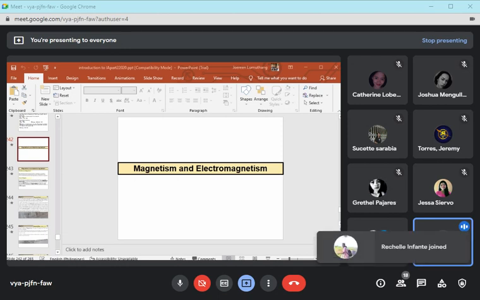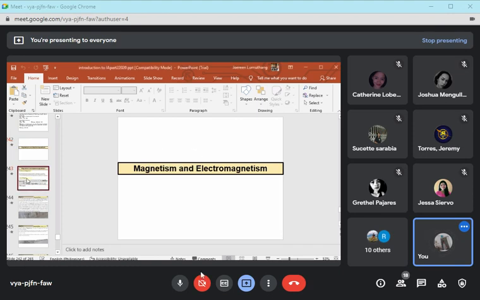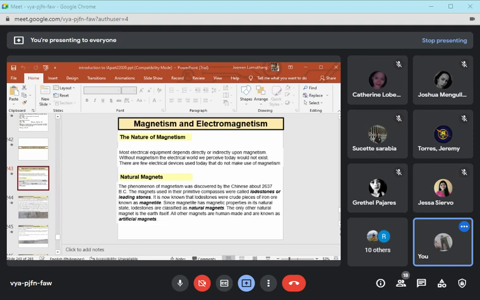Okay, so last time we were able to discuss power. So let's now move on to our next module, which is magnetism and electromagnetism. So, the nature of magnetism.